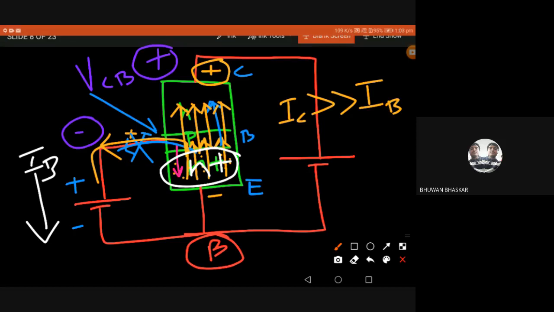Okay, so if there are any doubts, I can try to clear them here, or else you can put your roll number.